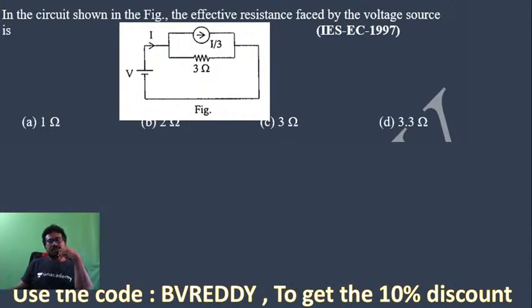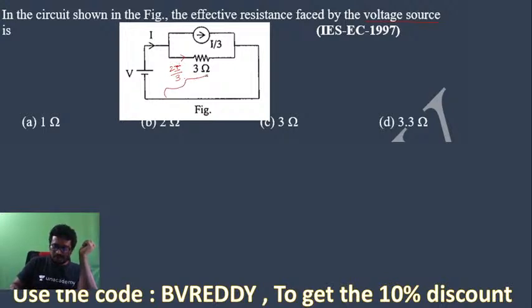Now tell me this. See the problem here. In the circuit shown in the figure, they are asking to find the effective resistance faced by the voltage source. Now this is the current I, passing here. This current is given as I by 3, so how much is this current? This must be 2I by 3.